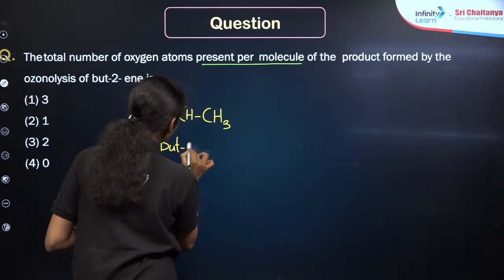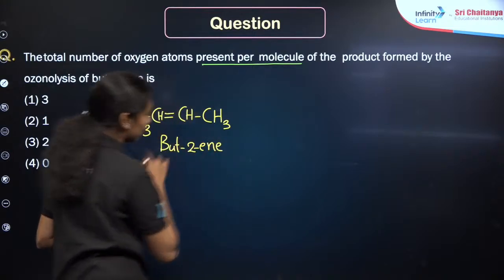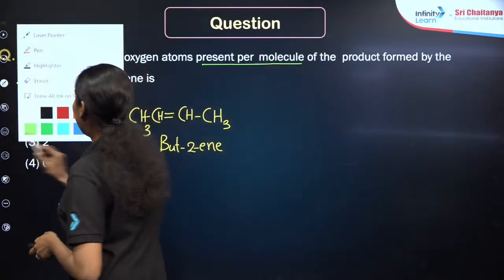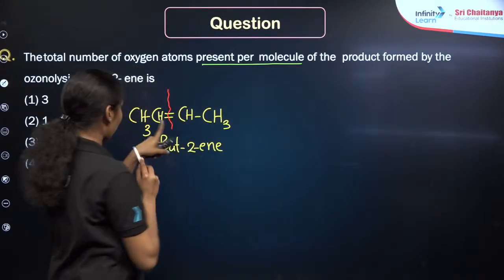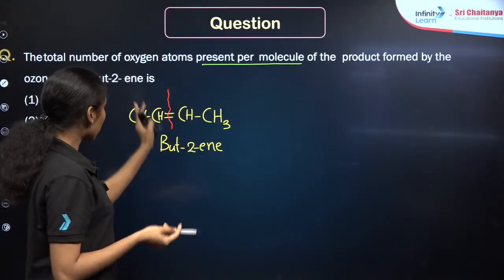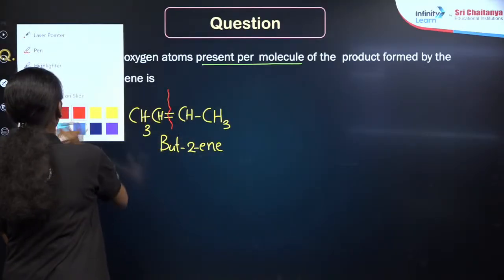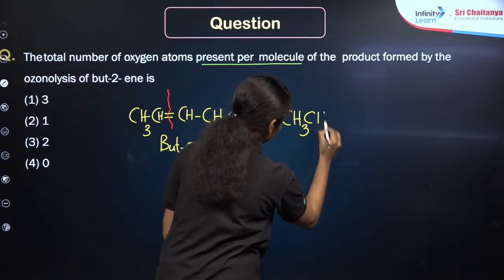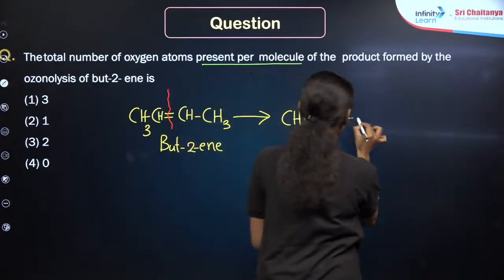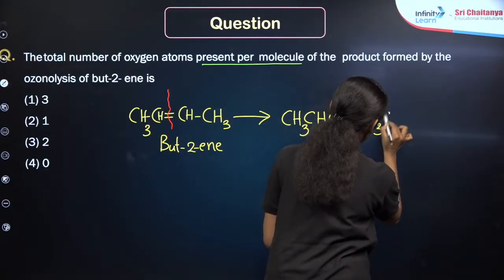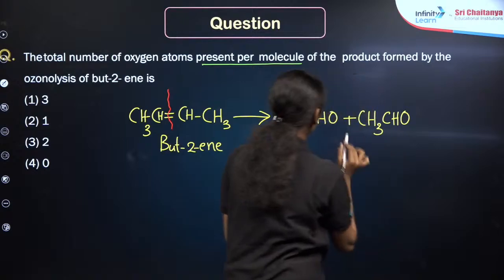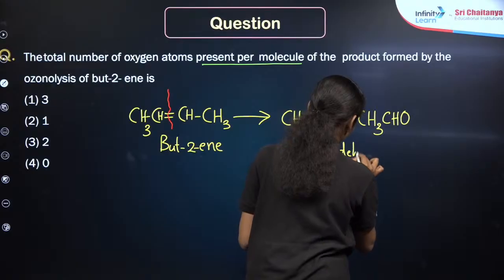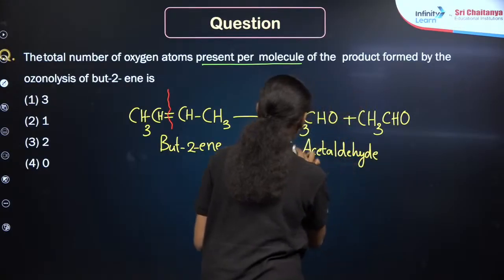What is the simple trick? You have to find out the ozonolysis product. Break from the double bond, add oxygen and make it a carbonyl compound, right? So I am breaking from the double bond and adding oxygen to make it a carbonyl compound. CH3 CHO, plus again one more CH3 CHO, right? So this is our acetaldehyde, or ethanal. This will be the product: two molecules of acetaldehyde.